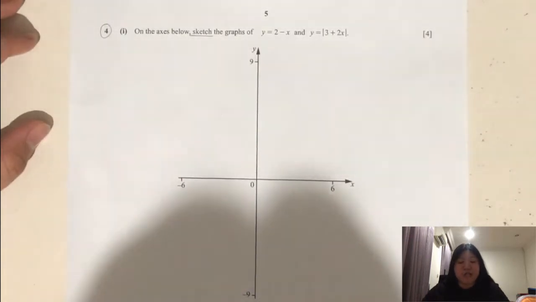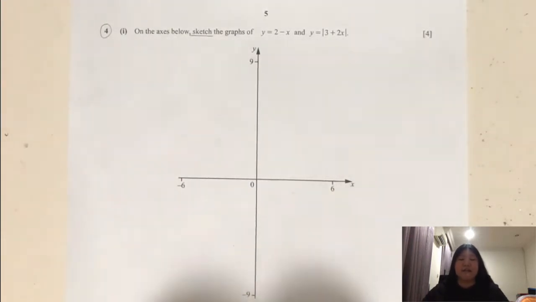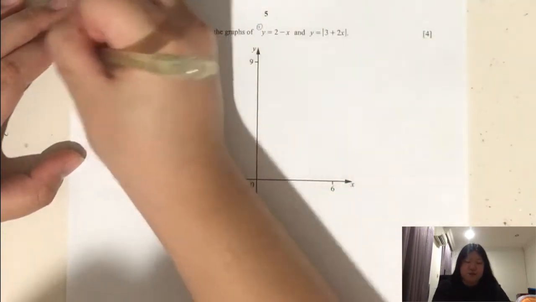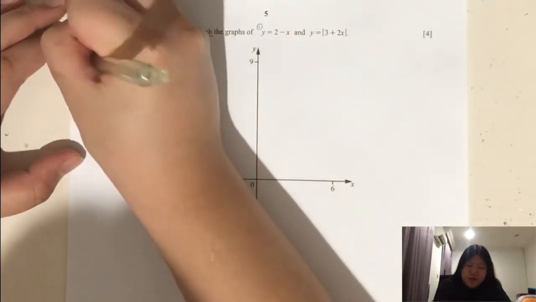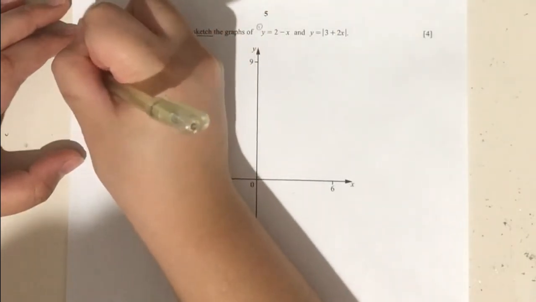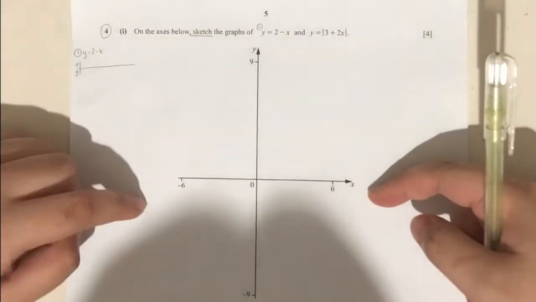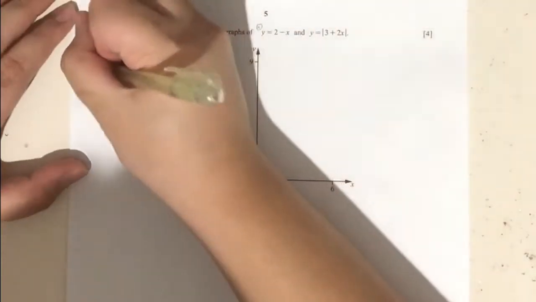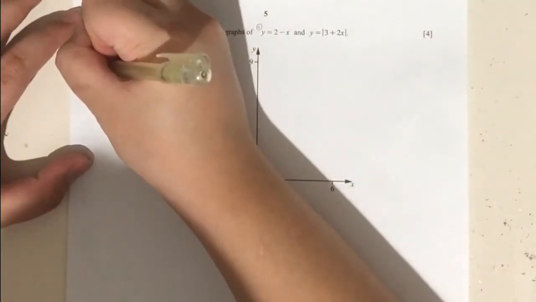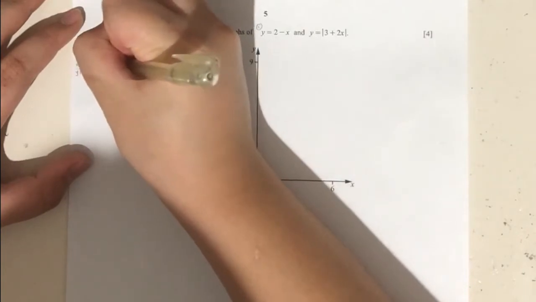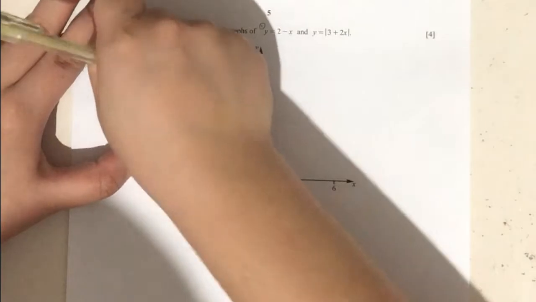So, to sketch the graph, I will first need to find the x and y value points. I'll be doing the first equation first. The first equation is y equals 2 minus x. I'll be taking x values from between -6 and 6 to find the y values. So, I'll be using -6, 6, 0, -3, and 3 as my x values.